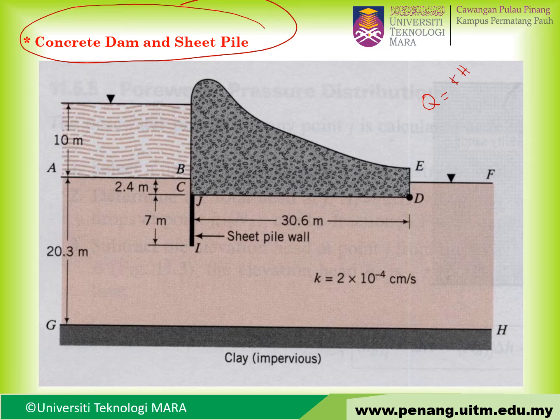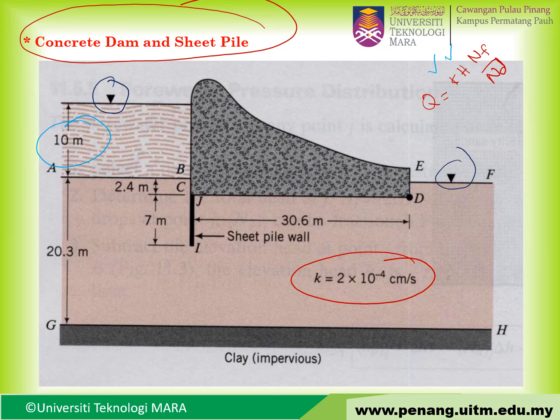KH NF over ND. So you have the value of K here, H is 10, and NF and ND you have to draw. For example here, first you should know where is the upstream. Upstream is here, downstream is here, which means that the water will flow from the upstream to the downstream. So for example here, it will flow like this. This is how the water flows from the upstream to the downstream.